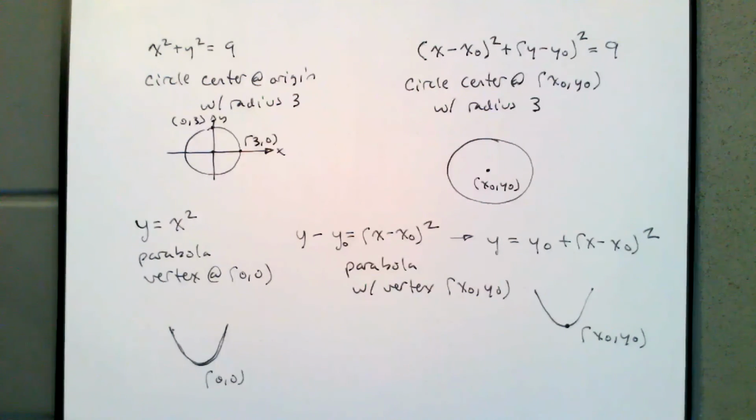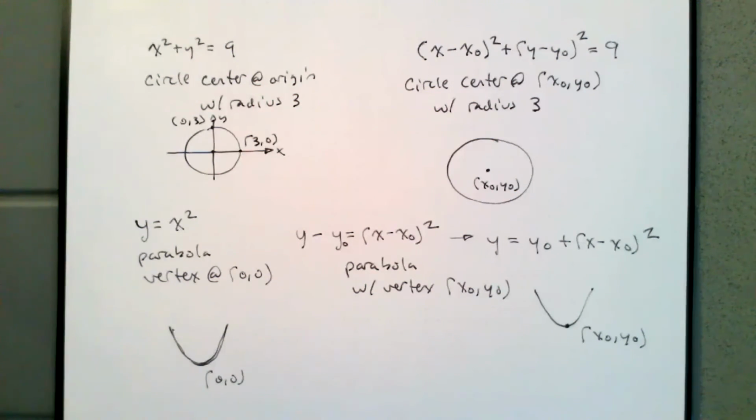Any questions? Professor, for the circle one, I'm still kind of confused as to why you can't just insert the x naught and y naught into the equation. I'm not sure. What do you mean?